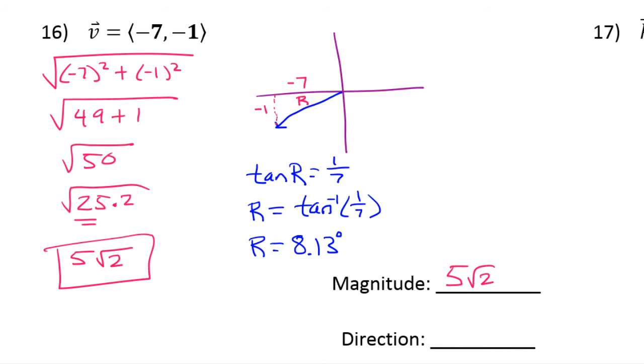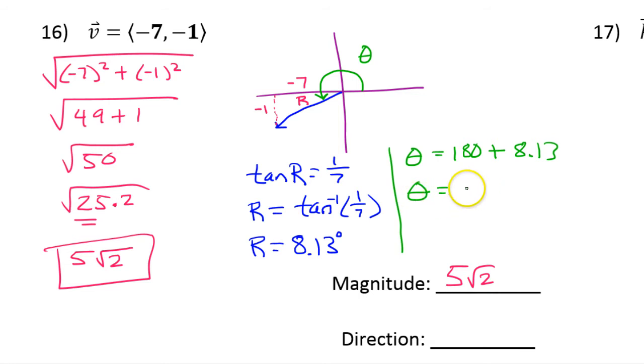Now, the actual angle that we want is this angle that goes from the positive x-axis counterclockwise all the way around. I will call this angle theta. Now this angle goes all the way to 180, and then it goes an extra R degrees. So that means if I want angle theta, I should start with 180 and add 8.13. So of course that means that the direction angle is 188.13.